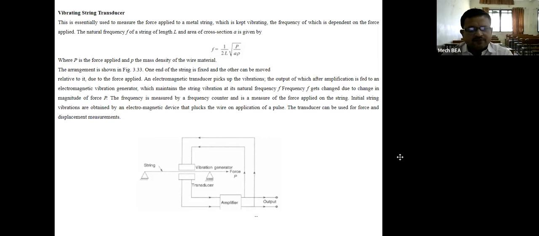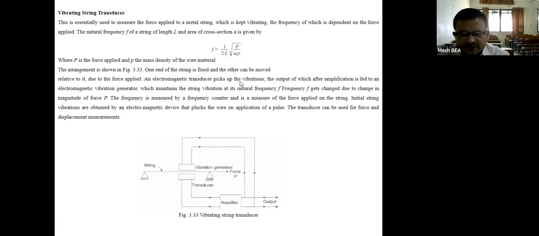The arrangement is shown in figure 3.33. One end of the string is fixed and the other end can be moved relative to it due to the force applied. An electromagnetic transducer picks up the vibrations. Therefore, when this force is applied at the other end, this string is going to vibrate with small amplitude. This vibration generator is also known as the exciter. The string is going to vibrate.